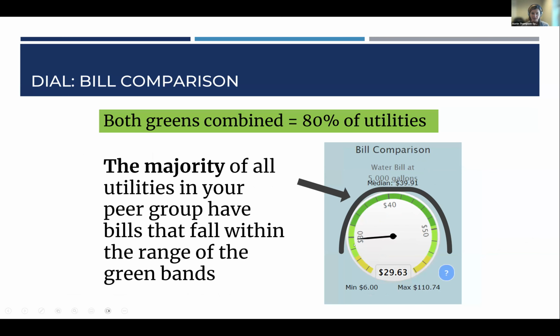Both greens combined, that's about 80% of utilities. So that's going to be most of the utilities in the survey. So the majority of the utilities within our comparison group, which in this case is all utilities, are going to fall within these green bands here.